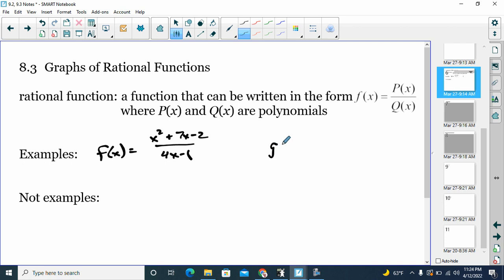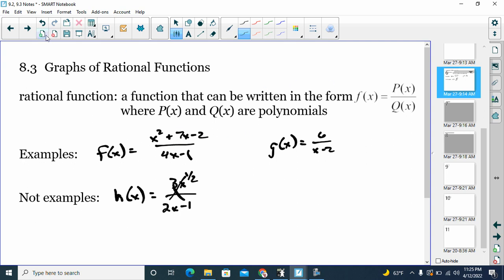We previously have graphed inverse variation. 6 over x minus 2 is an example of a rational function. If I have 3x to the 1/2 over 2x minus 1, this is not a polynomial, therefore I do not have a rational function this time. So inverse variation graphs, or translations of inverse variation graphs, are a specific type of rational functions, but there are other things that are also rational functions.